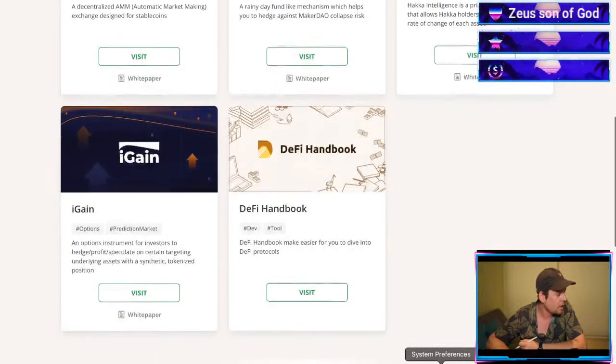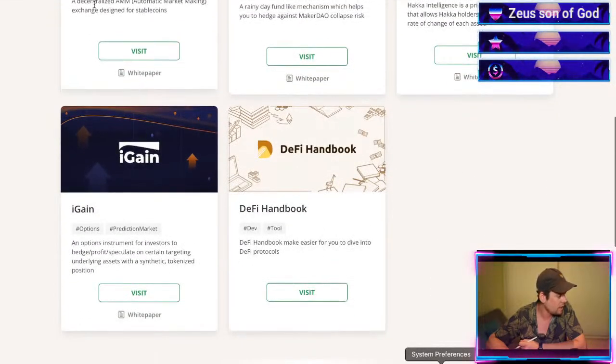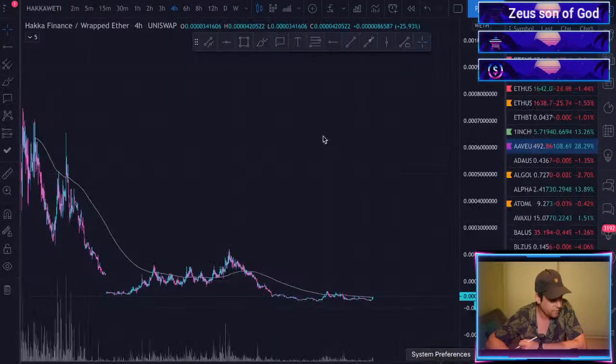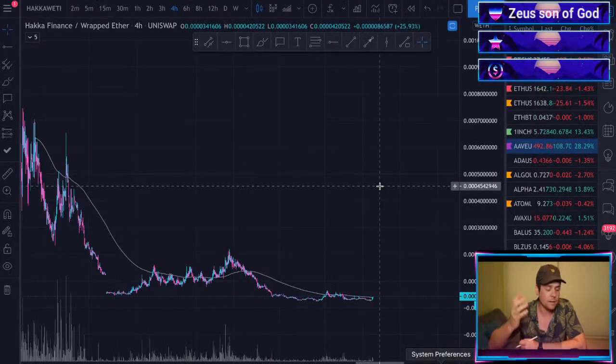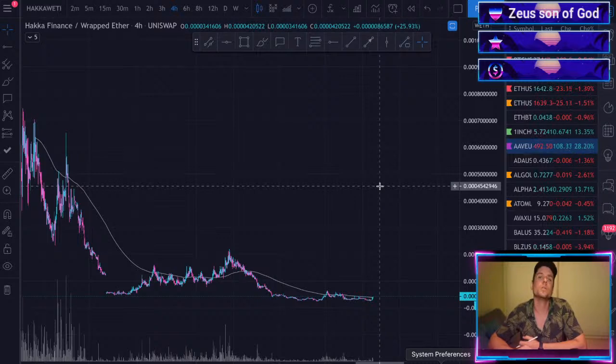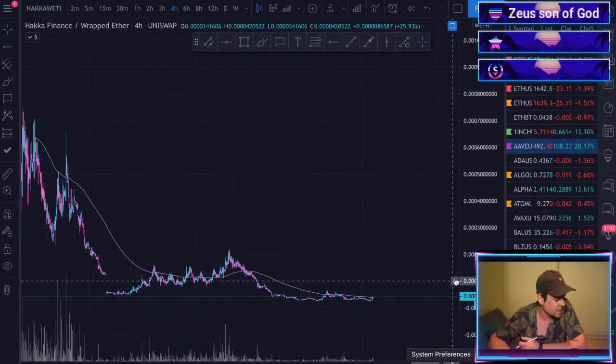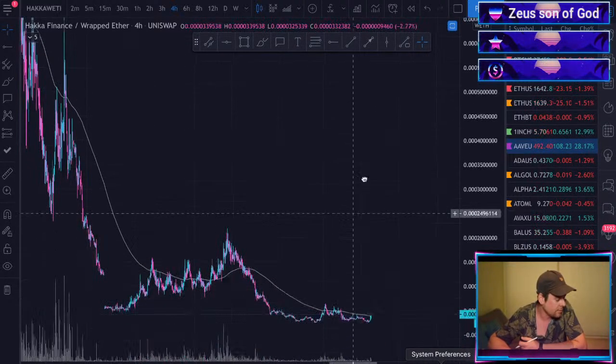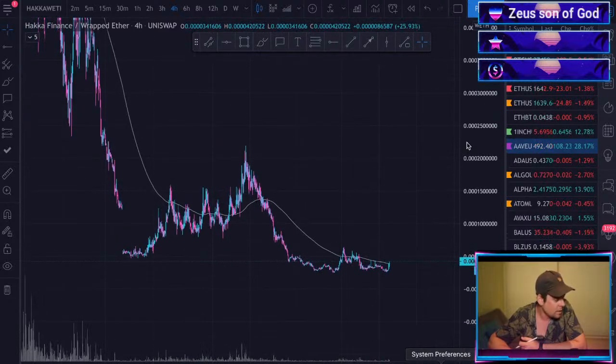I don't know. I don't dive too much into the fundamentals because fundamentals take time. I could look at a chart in 5 minutes and tell you if I'm ready to buy it or not. And then I will back up that purchase with a little bit of fundamental analysis. But if we dive into what's going on here, it's not great.